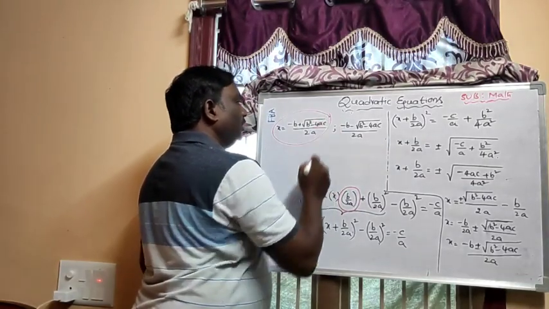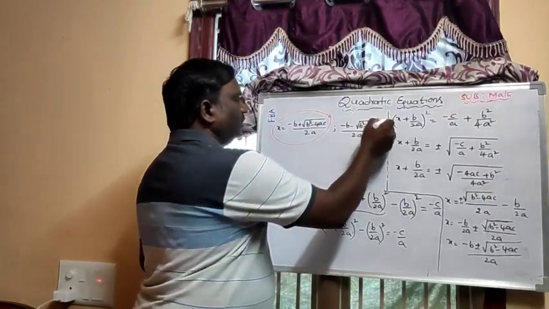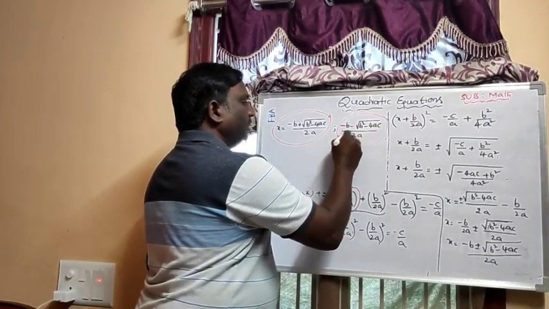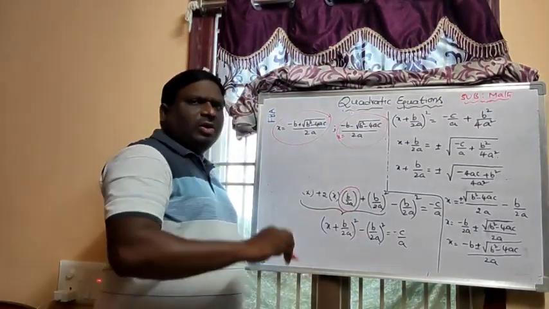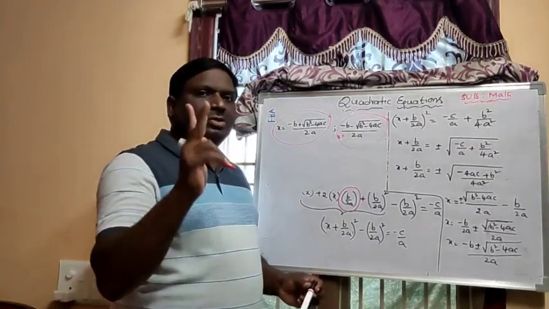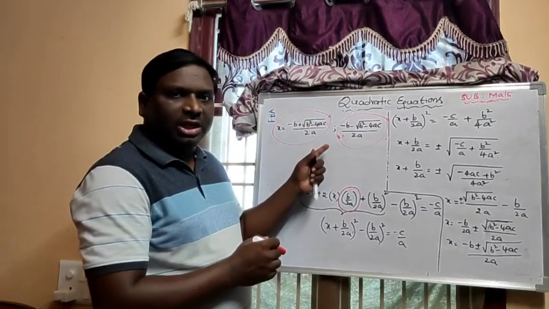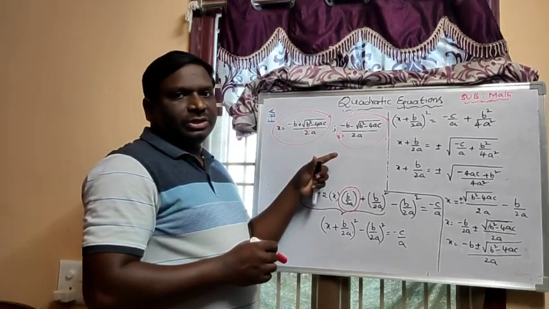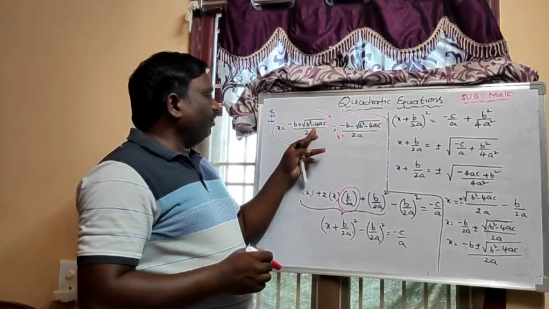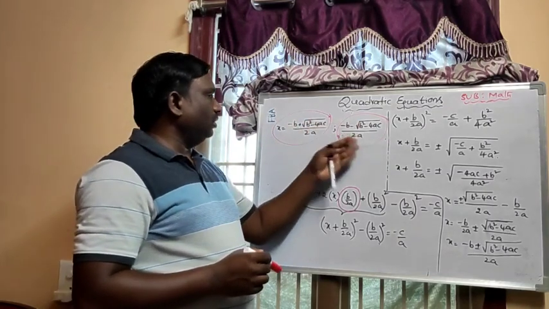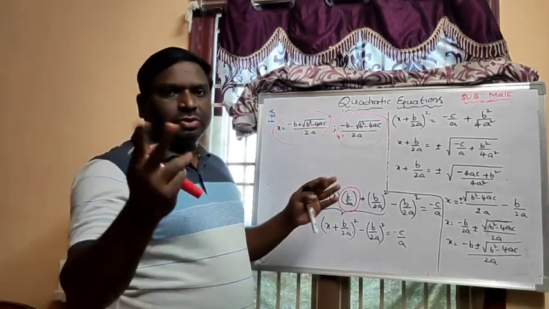This is one of the solutions, and another one is this one. This is also x equal to. So for any quadratic equation, as we have already discussed, a total of two solutions are there. Those are the two solutions, and these are the formulas for any quadratic equation. If you substitute the a value, b value, c value in these two formulas, definitely you will get two solutions.